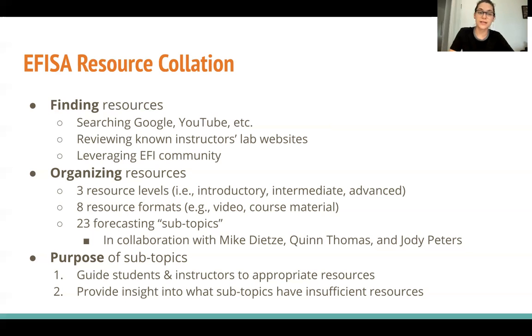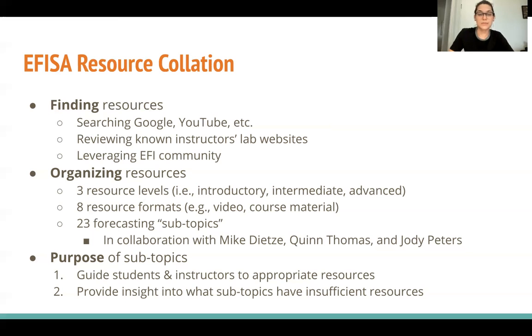And finally, we categorized each resource into one or more of 23 forecasting subtopics that I developed in collaboration with Mike Dietze, Quinn Thomas, and Jody Peters. And these subtopics basically encompass the different steps of the forecasting cycle, as well as topics like learning R and data visualization and engaging with stakeholders. All of those things are different topics that fall within the discipline of ecological forecasting.